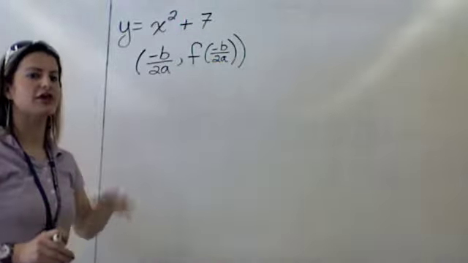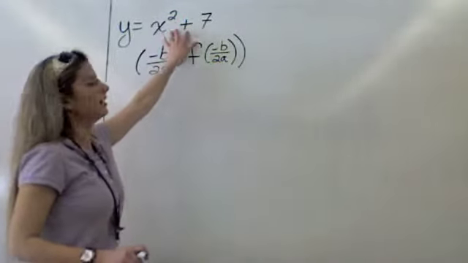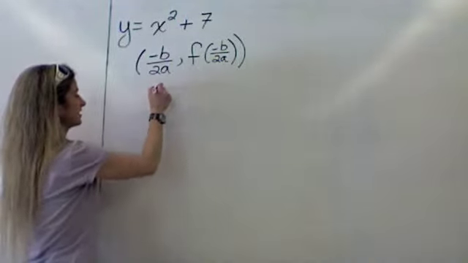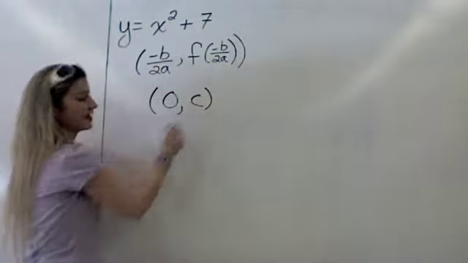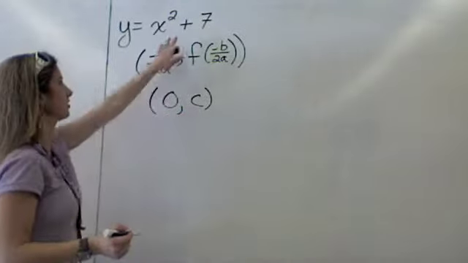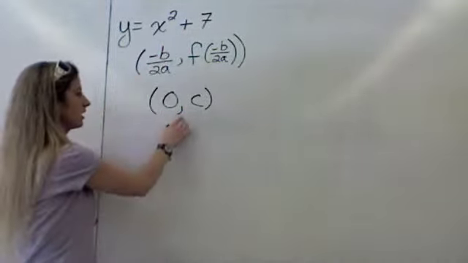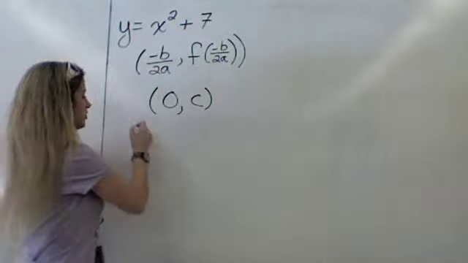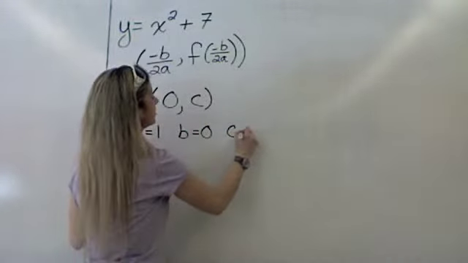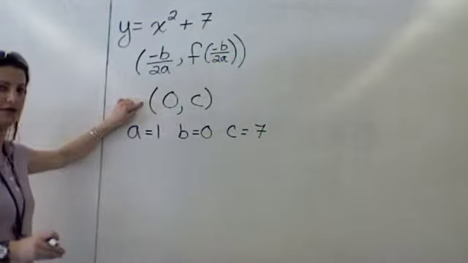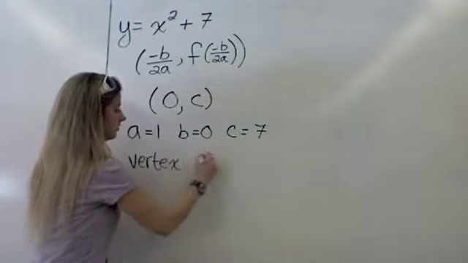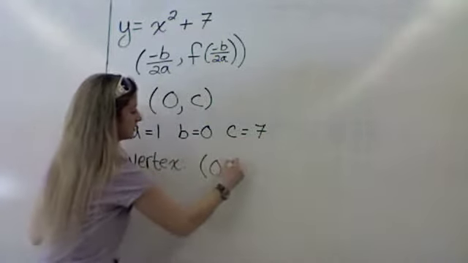Okay? Now, there is a quick way if you don't have an x term to know where the vertex is, and that quick way is that the vertex is located at 0, comma, c, your value of c, okay? So if we write out what B and C are, we could easily figure this out. We know that when there's no x term, it's always going to be 0, comma, and then whatever c is, okay? So a equals 1, b equals 0, and c equals 7. So if we were to use this to figure out the vertex, it would just be 0, comma, whatever c is, which is 7, okay?